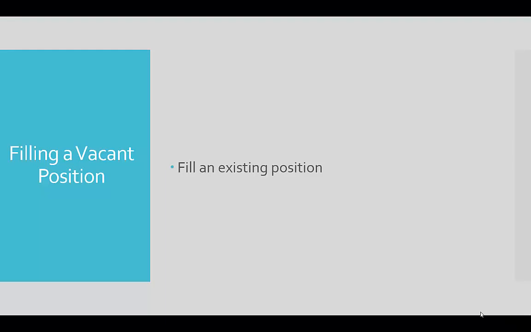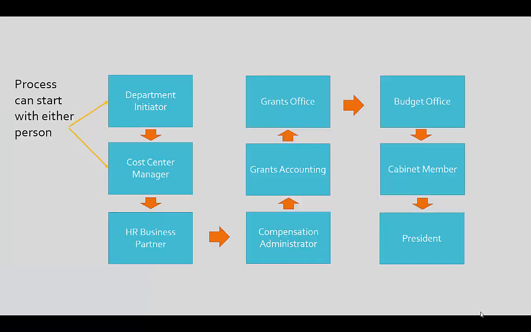Filling a vacant position using a job requisition. The approval process for a job requisition to fill a vacant position is exactly the same as creating a new position. Approval is needed from HR Business Partner, Compensation Administrator, Grants Accounting, Grants Office, Budget Office, Cabinet, and finally President.